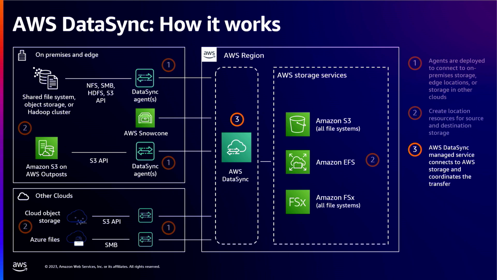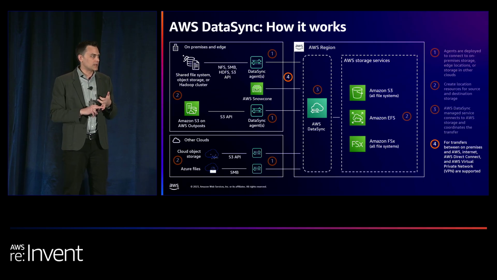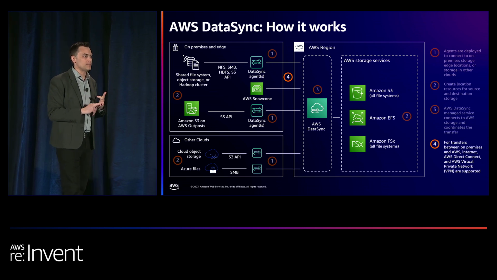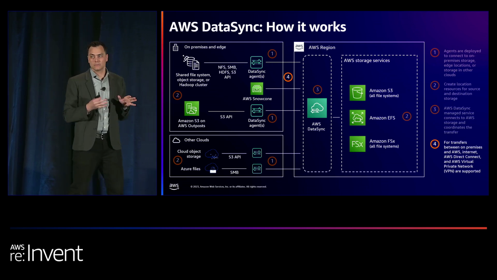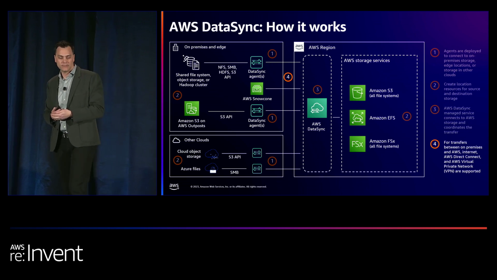And then you run a task, a DataSync task, and that task is responsible for copying data from the source to the destination. And if you're copying from on-premises environments, we support copying data through the internet, through AWS Direct Connect, or through site-to-site VPN. Regardless of which method you use, all data is encrypted in flight using TLS 1.3.